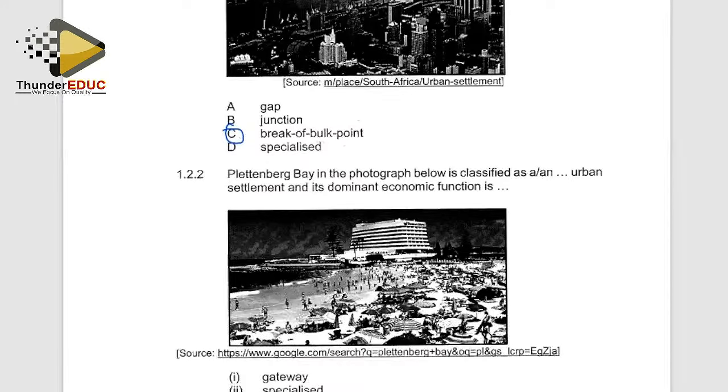If we try to analyze our photograph, you can see that this is more or less a port town. There is evidence that this is a port town because you can see there is water on this extreme end here. So that is most likely to be a break of bulk point, where there is a change in modes of transport, either from road to water transport or from sea transport to rail. So it becomes a break of bulk point.